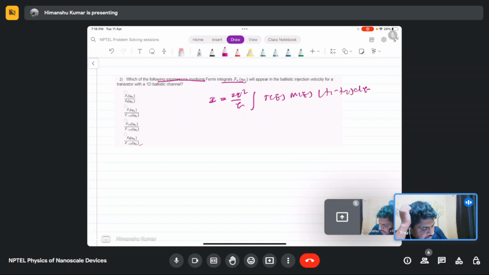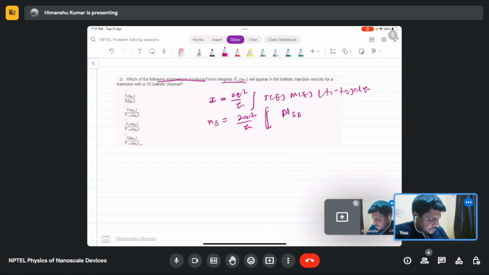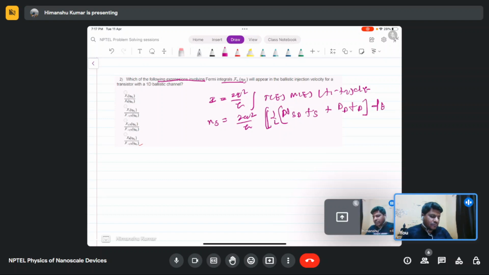And the steady state charge ns will be equal to 2q square by h, then the density of states in the source region, 1 by 2 multiplied by the Fermi function in the source region, plus the density of states or modes in the drain, multiplied by the drain side Fermi function, and this is integrated over the energy.